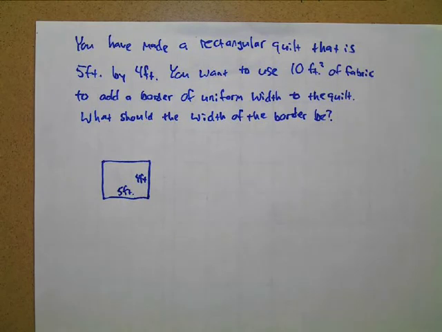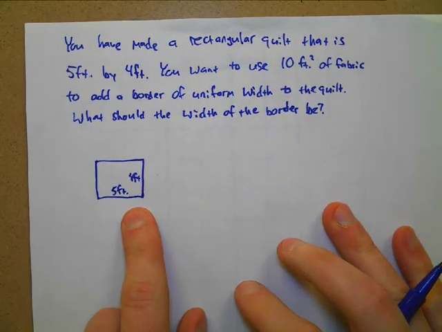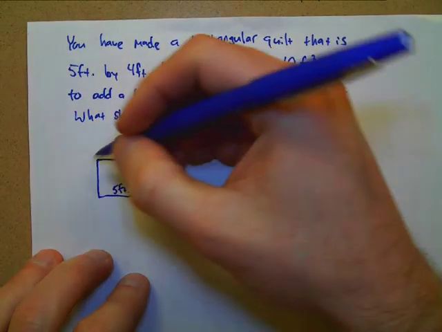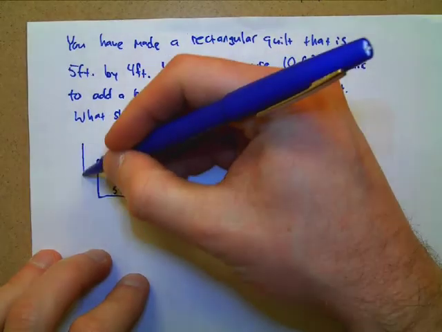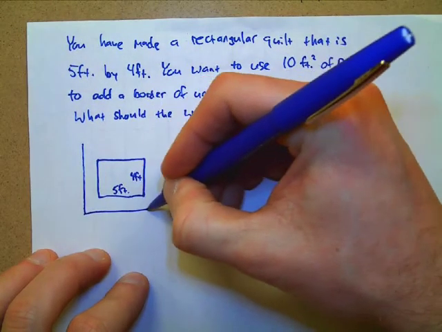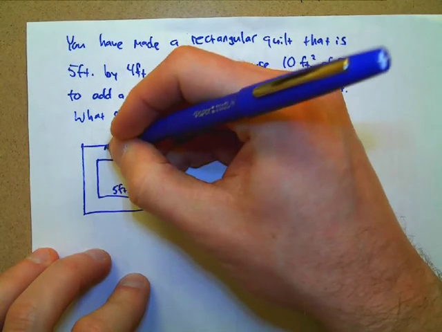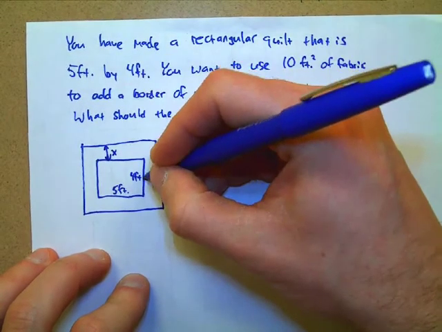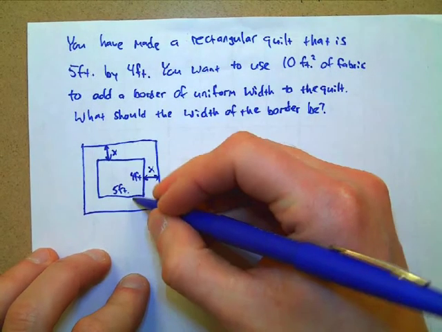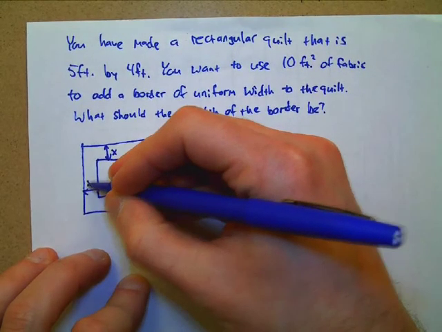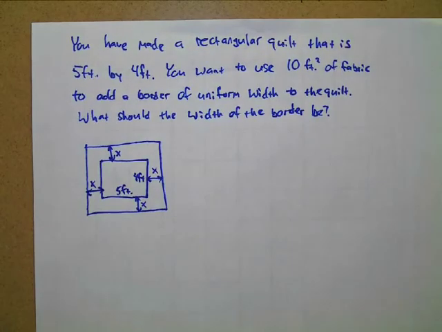Okay. So, that's the quilt. We're going to add a border of uniform width. We don't know what the actual width of the border is going to be, so we'll just draw a border around it here. And since we don't know the border's width, we'll just call that our variable x. So from here to here will be x, from here to here will be x, from here to here will be x, and from here to here will be x.